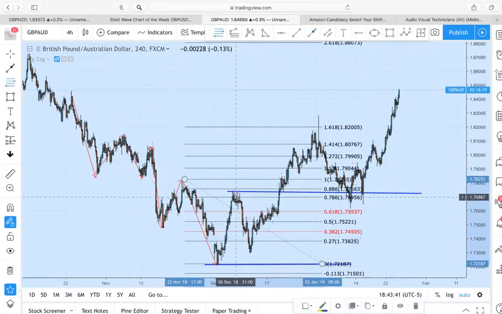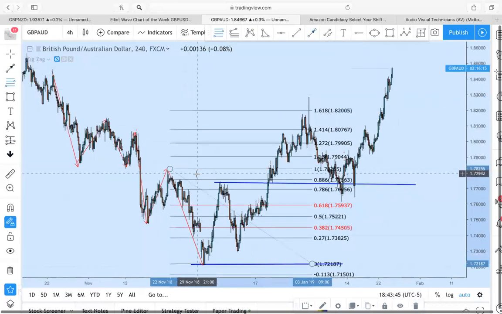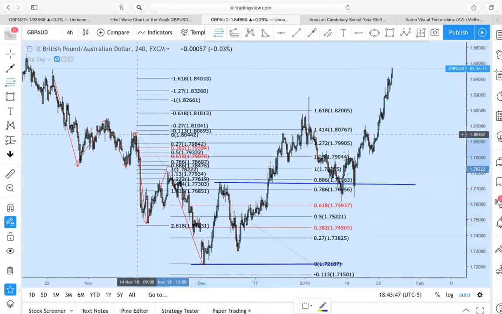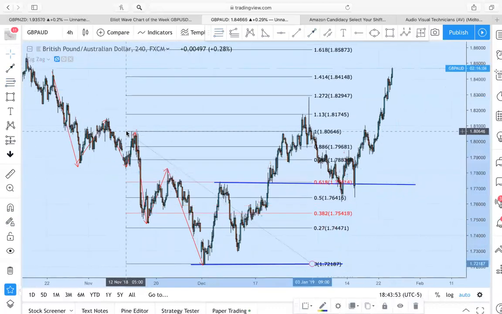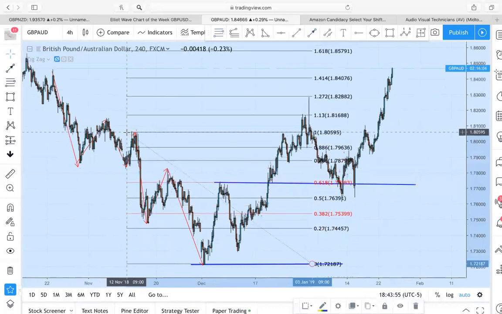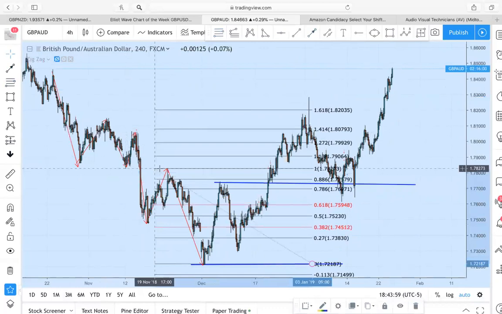Yes, 786, a little close to 886. I'm going to give it more of an 886. Let me just see, because you can use different impulses. That's actually quite relative. So let me see if I move this up here. Yeah, I think I want to use this one. But if I use this one here, yeah, we can use this one here.